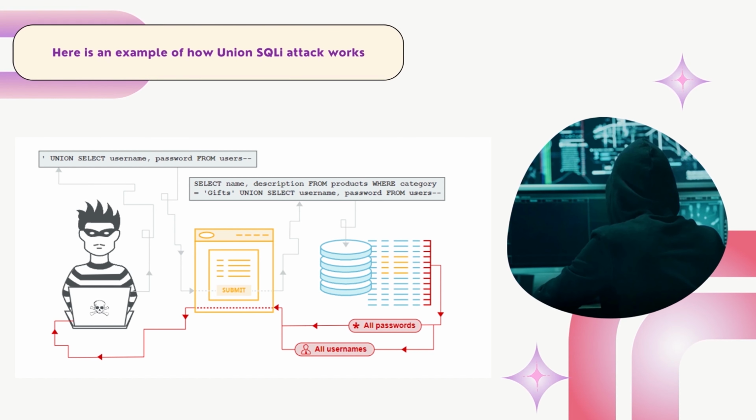Moving forward, here is an example of how a UNION SQL injection attack works. So basically, UNION SQL injection is a type of SQL injection attack that uses a UNION operator to combine the results of two or more select statements. And this can be used to extract sensitive information from a database, such as usernames, passwords, and credit card numbers.